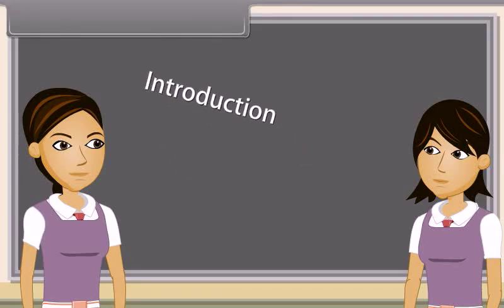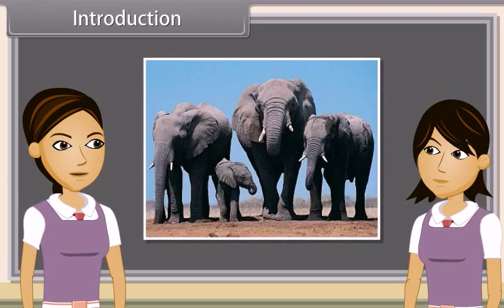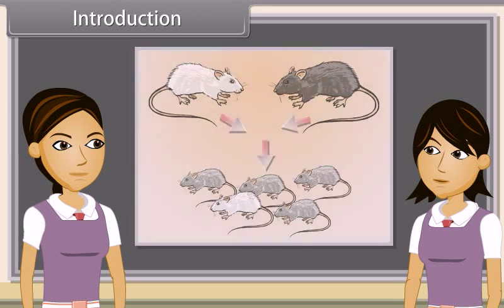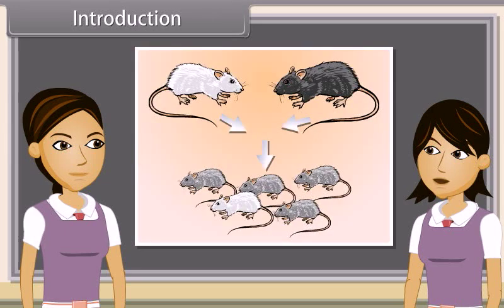Introduction. We know that reproduction is the ability of all organisms to produce young ones similar to themselves in most of the characters. Yes, we can also say the process by which a species is continued is called reproduction.